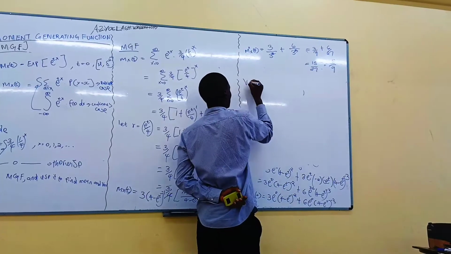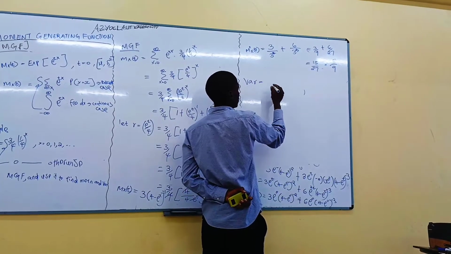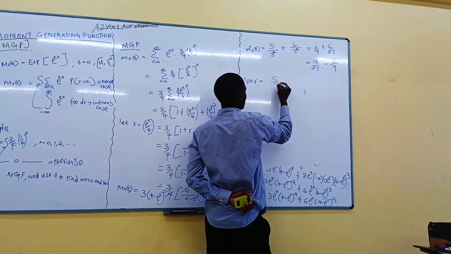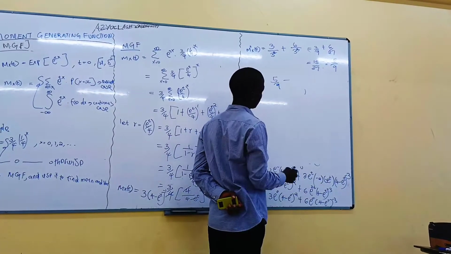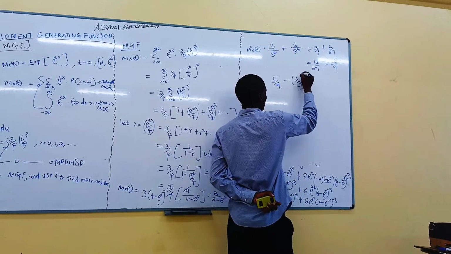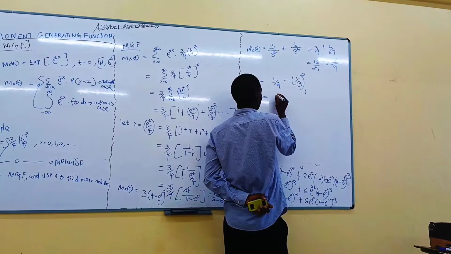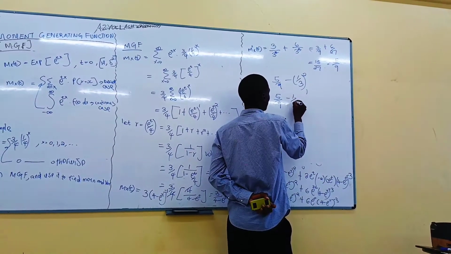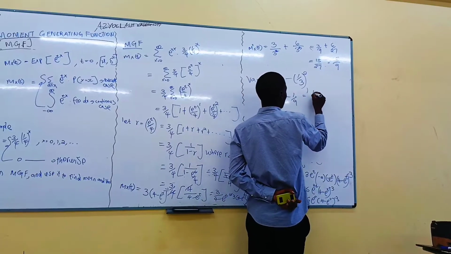So variance is going to be the second derivative, which is 5 over 9, minus the mean squared. And remember the mean was 1 over 3. So it's going to be 1 over 3 squared, which is 1 over 9. So 5 over 9 minus 1 over 9, which is going to be 4 over 9.